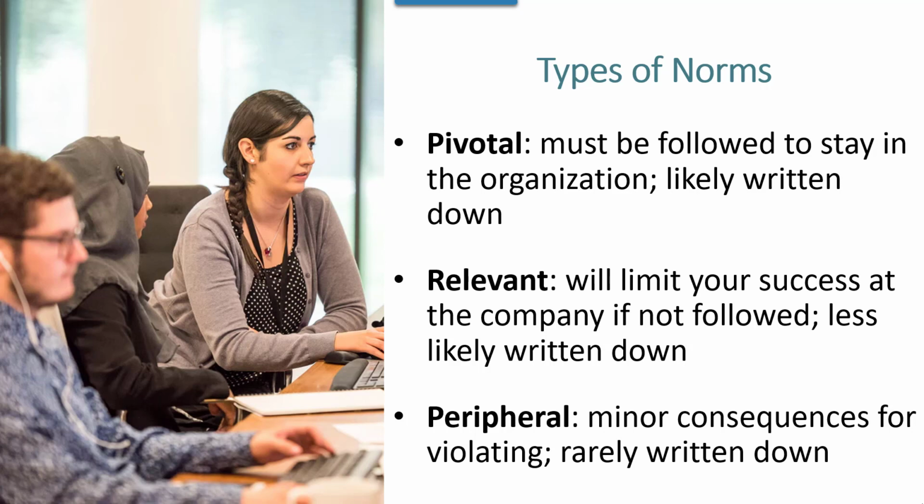Peripheral norms are behavior patterns that are rarely written and least important to learn because they have minor consequences if you violate them. For example, sitting in someone's spot at the meeting table. It may cause confusion or joking comments, but results in minimal pushback.